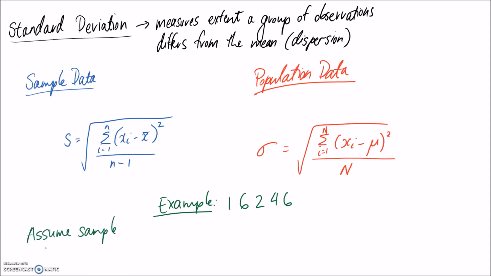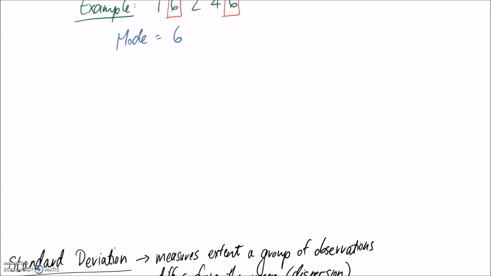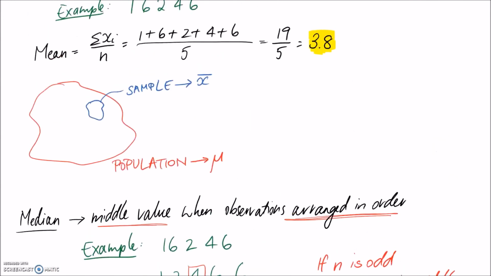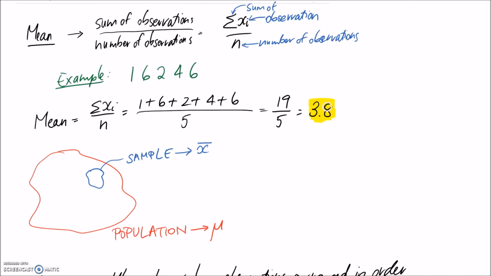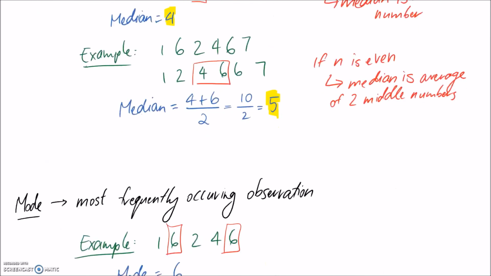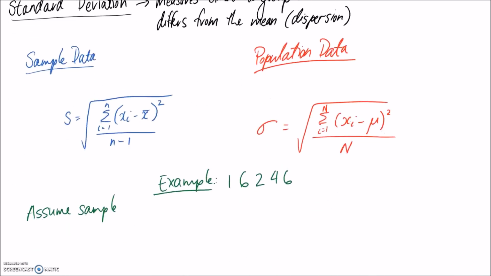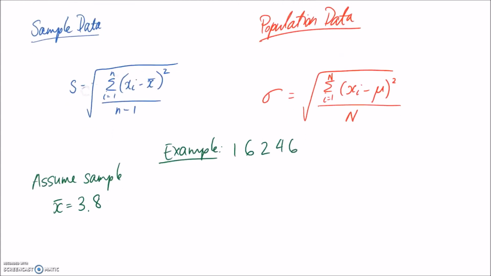So what we had before from when we were calculating the mean is we figured out that the mean was 3.8, and for a sample we call that x bar. So if we scroll back down, x bar is equal to 3.8. So now we just need to go through and apply our equation. So s is going to be equal to the square root.